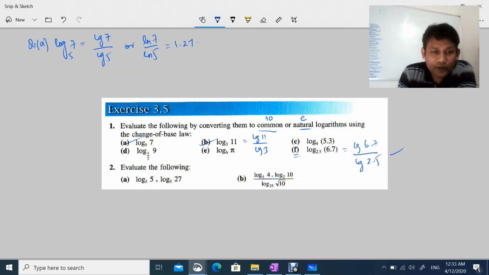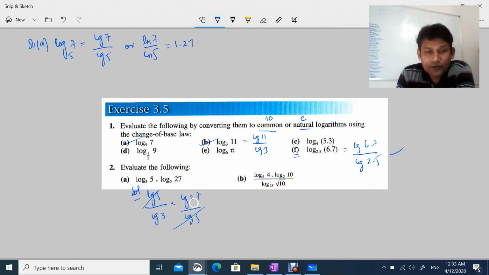Here, part A solution: lg 5 divided by lg 3 multiplied by lg 27 divided by lg 5. Lg 5 cancels. Lg 27 you can make 3 power 3, so lg 3 power 3 divided by lg 3. This 3 will become the power law coefficient, 3 lg 3 divided by lg 3, cancel, and the answer is 3. We have done it.